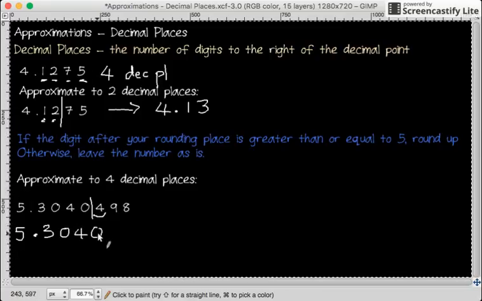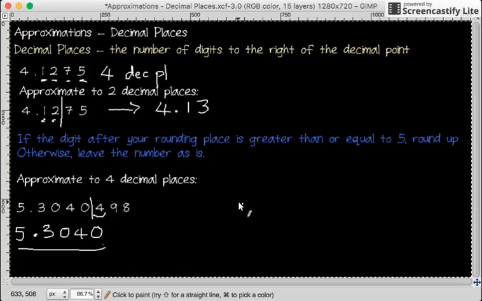And what do you notice? Even though this is a 0, we still have to include it because we're being asked to round to, or approximate to, 4 decimal places. So there have to be those 4 places in the number that we write as the approximated number. In this case, that last digit was a 0, so it must remain as a 0. Normally when we're writing decimals, if that last digit is a 0, we just drop it off, but because we are looking specifically at decimal places, we have to include it here.